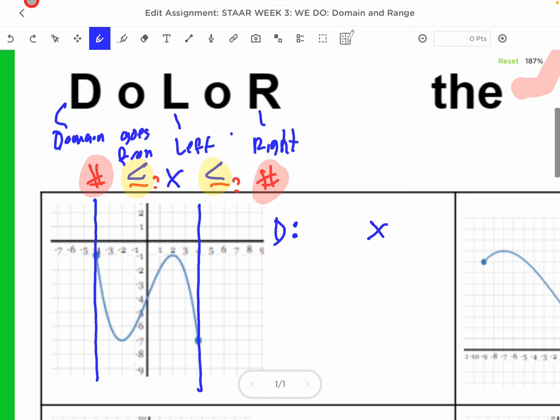Now let me think about those numbers that I went through. The negative 4 goes right there. On the right side, 4 goes right over here. We said it always goes to the left, but now let me think. This is shaded in.